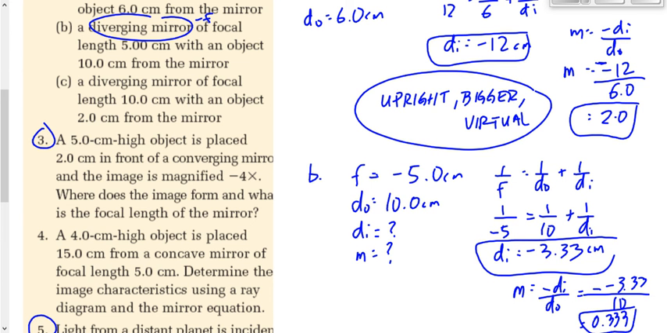Characteristics? Larger, smaller, same size. How do you know if the image is larger? Look at your table. The image is larger if magnification is bigger than 1, right? You don't even need your table for that, actually. The image is larger if m is bigger than 1. We got an m that's smaller than 1 here, so we've got a smaller image.